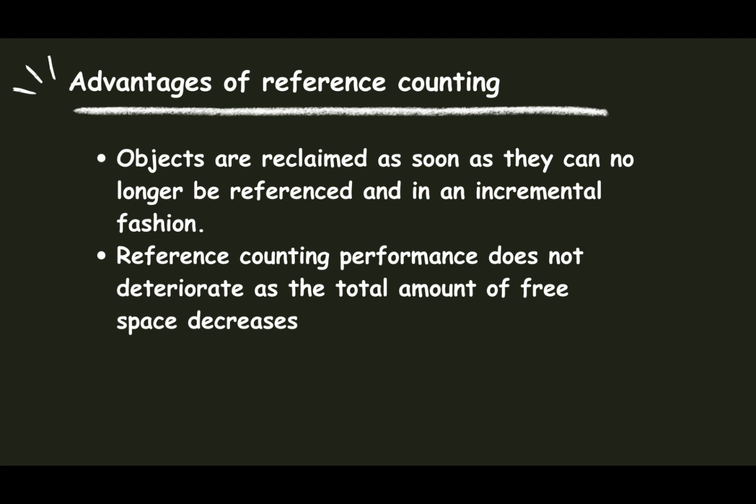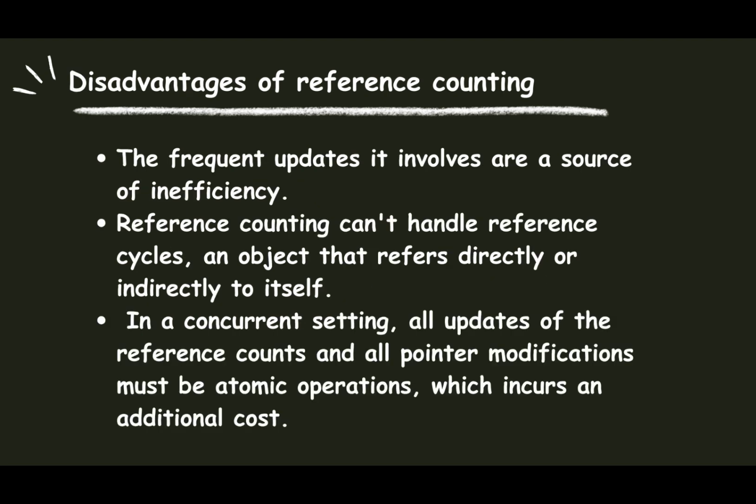In real-time applications or systems with limited memory, it is important to maintain responsiveness, and reference counting performance does not deteriorate as the total amount of free space decreases. Reference counting has three main disadvantages over tracing garbage collection. First, the frequent updates it involves are a source of inefficiency. Reference counting requires every memory managed object to reserve space for a reference count. In tracing garbage collectors, this information is stored implicitly in the references that refer to that object, saving space.